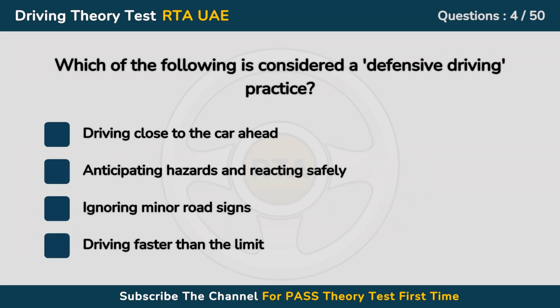Question 4. Which of the following is considered a defensive driving practice? A. Driving close to the car ahead. B. Anticipating hazards and reacting safely. C. Ignoring minor road signs. D. Driving faster than the limit.